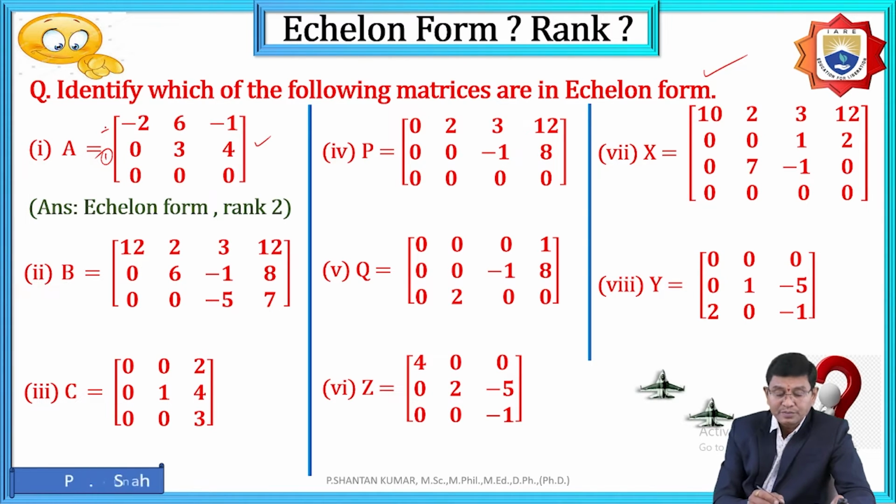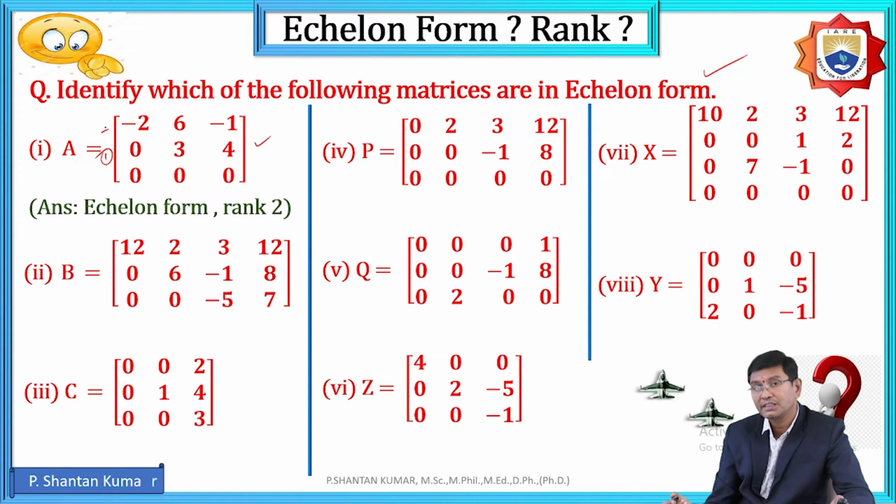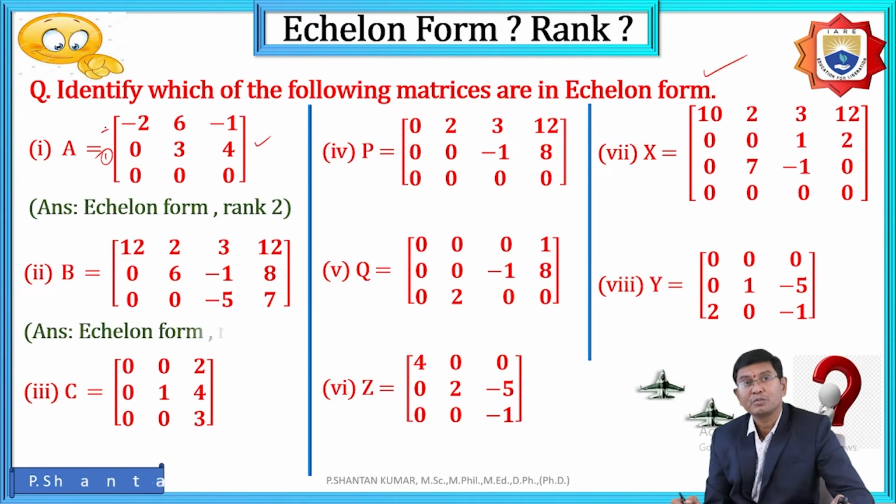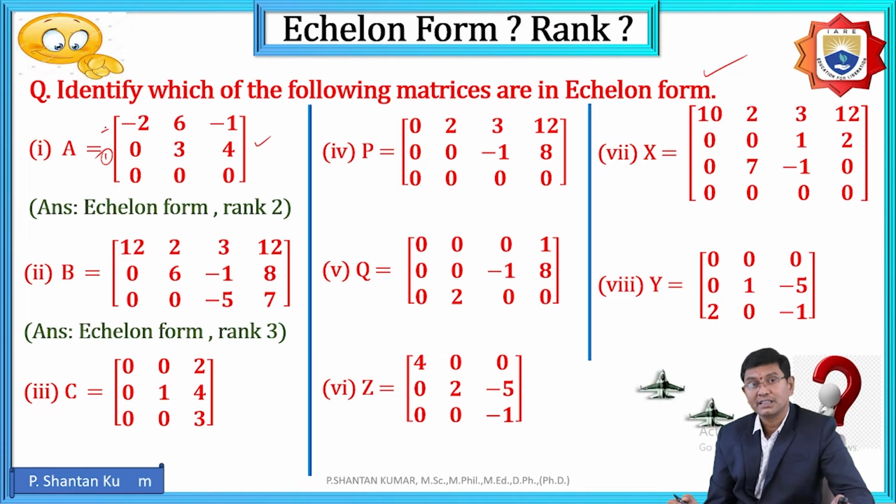And similarly, the second one: the first condition exists, the second condition exists, and the third condition also exists. And here also the rank of the matrix is the number of non-zero rows, so the rank is 3. Therefore, it is an Echelon form and the rank is 3.